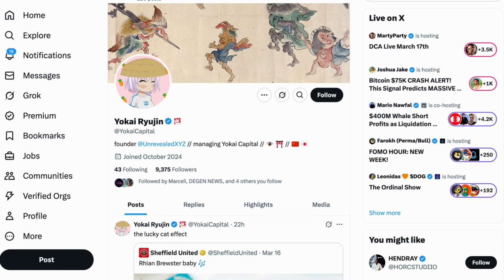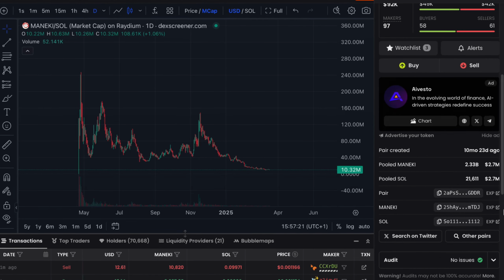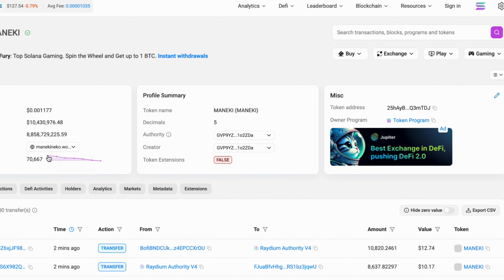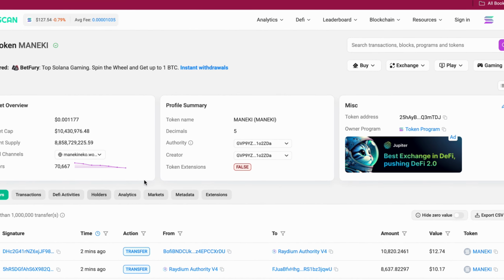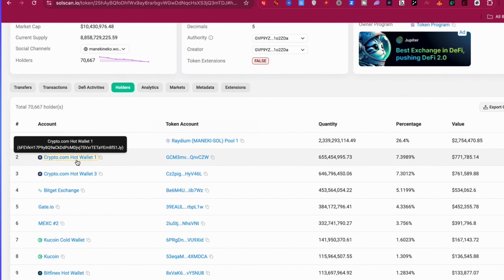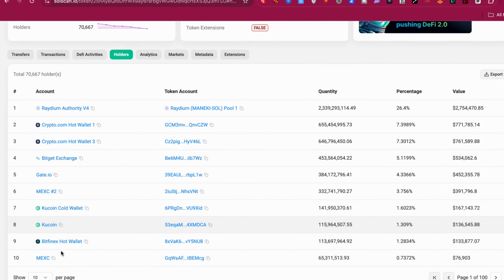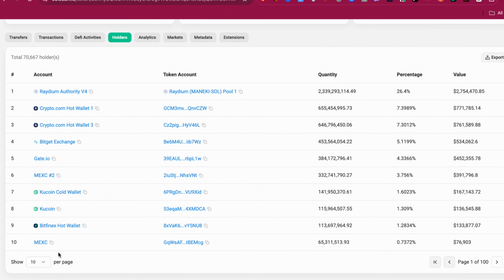Once you're done with that, the next thing you want to look out for is the holders count, which is very, very important. So I'm going to click right here, and it's going to take me to SolScan. Over here you can see they have 70,000 holders, although the holders count has been coming down with time, but that's not the problem. You want to check out who is holding them. So crypto.com, which is a crypto exchange, is holding 7%. Most of them are crypto exchanges. The top 10 holders are crypto exchanges.